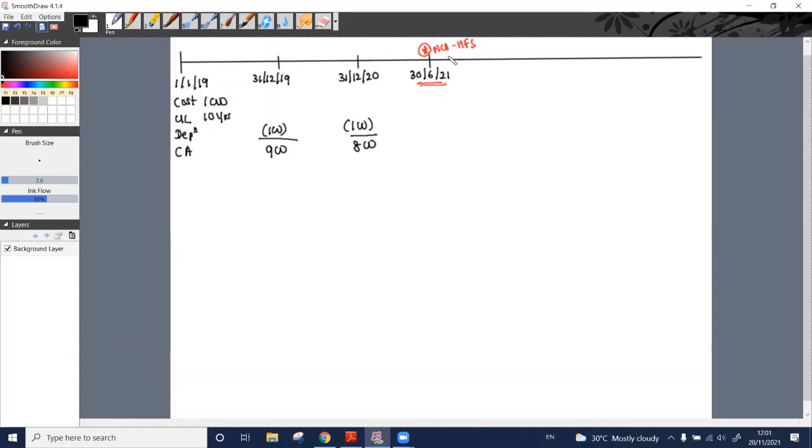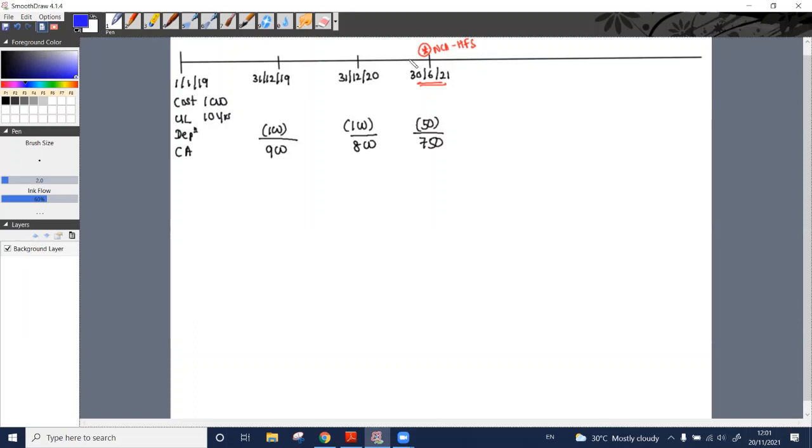Initial measurement, that is the lower of carrying amount and fair value less cost to sell. What is the carrying amount? For these 6 months, what is the depreciation charge? 50. So the carrying amount as at this date is 750. මෙන්න මෙදා වෙද්දී carrying amount එක 750. In the initial measurement, we should measure it at the lower of carrying amount and fair value less cost to sell.